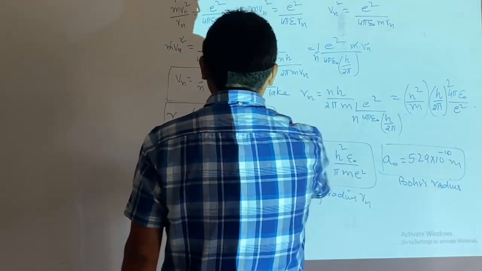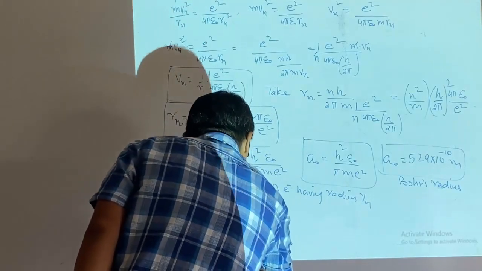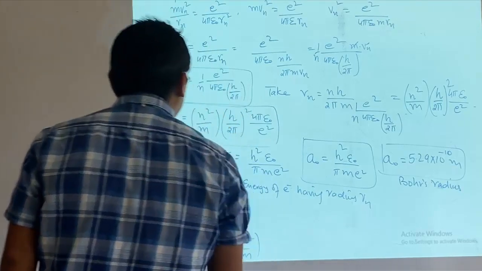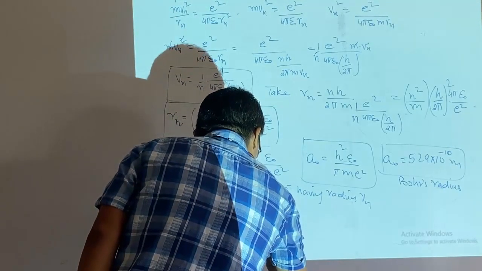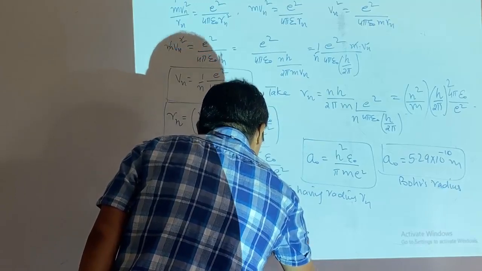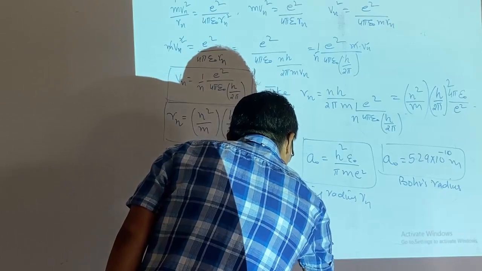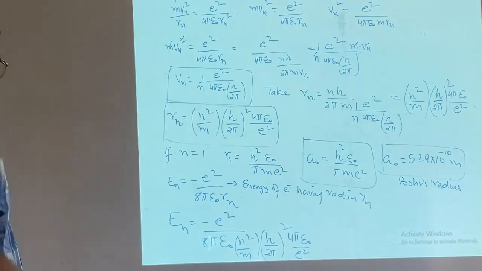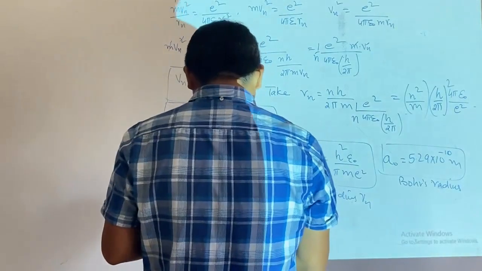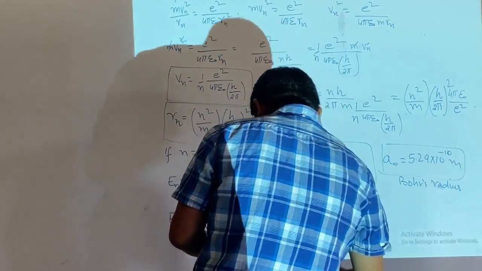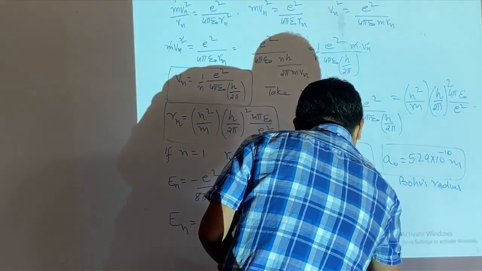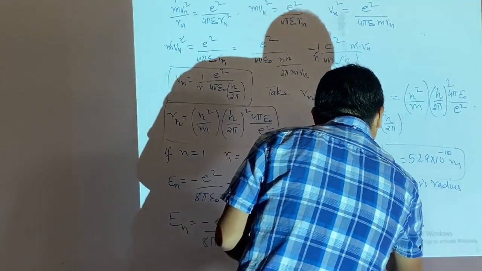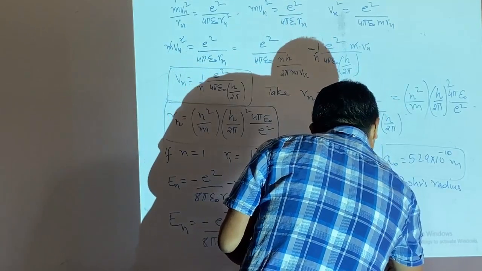This is the value of Rn. This is equal to n square divided by m, h by 2 pi, 4 pi epsilon naught e square. So all these are reciprocals. Finally what I'm going to get is minus e square divided by 8 pi epsilon naught, m by n whole square.